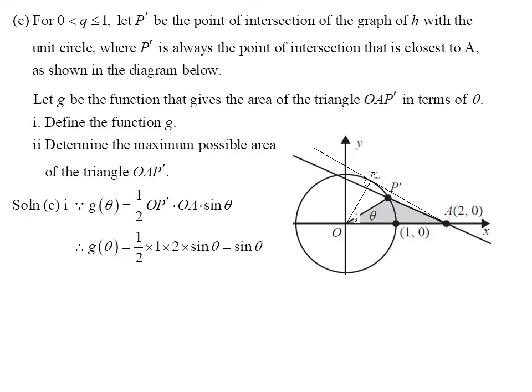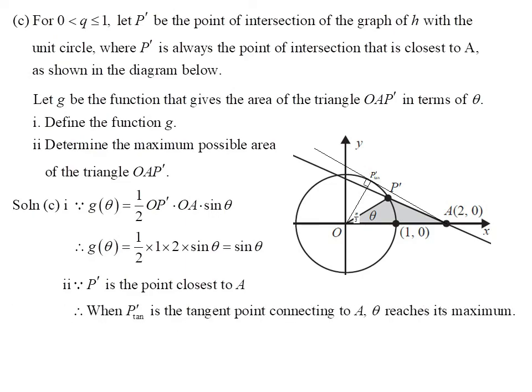Hence, g of theta is written to 1/2 times OP prime times OA times sine theta, which equals sine theta. As for the second question of part C, since P prime is the point closer to A, it is quite obvious that when P prime moves to the tangent point of the unit circle as shown in the diagram, theta will reach its maximum, so that g of theta will reach its maximum. So the maximum area of the triangle OAP prime equals square root of 3/2 when theta reaches pi/3.